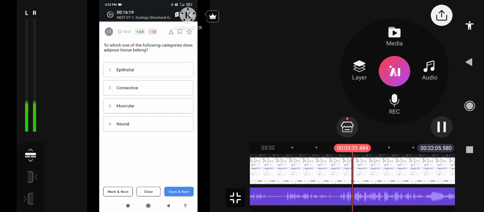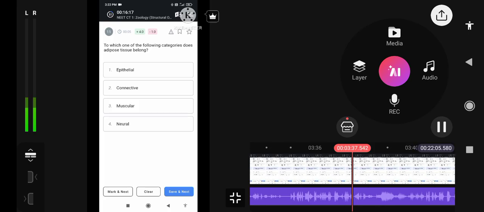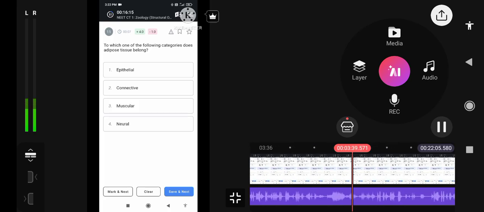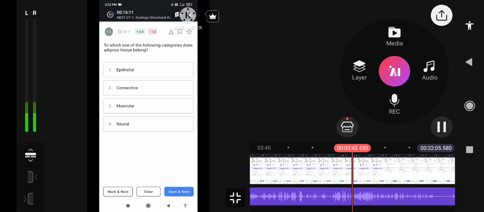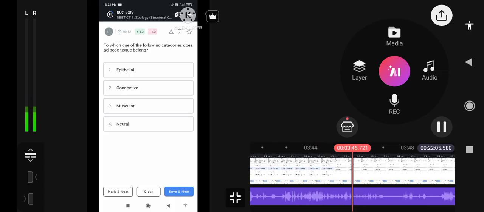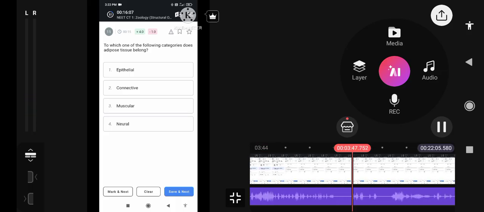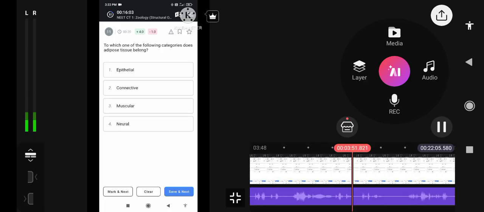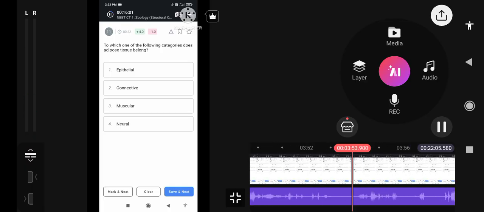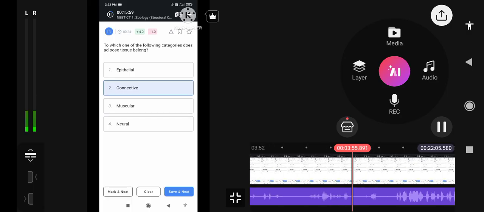To which one of the following categories does adipose tissue belong? Connective tissue. Yeah, of course, this is connective tissue, in the loose connective tissue, areolar and adipose connective tissue are present. So this is connective tissue from my side. Okay, now I am going to move to other questions. Oh my god, why am I taking so much time?